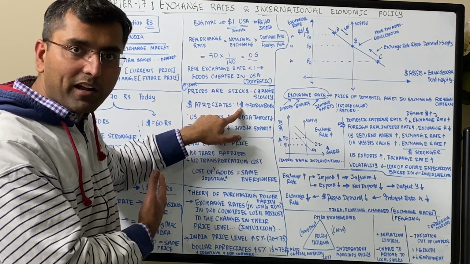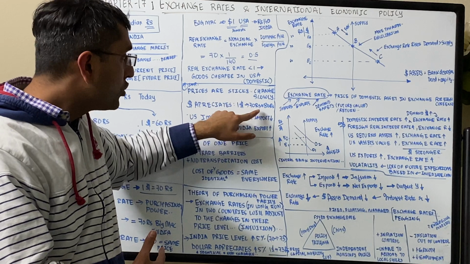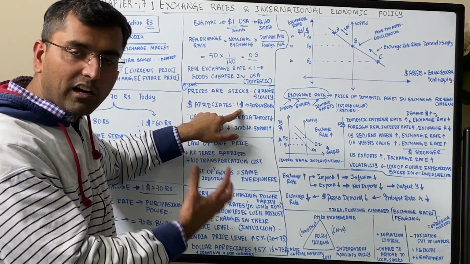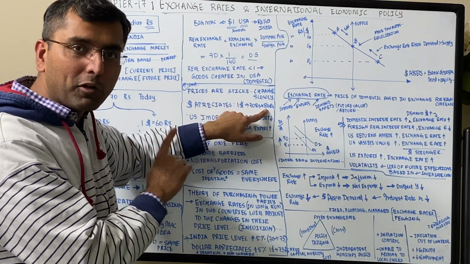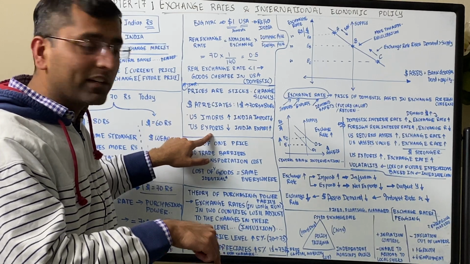My prices of my car are not going to go down because of this depreciation. So they were initially converting 70 rupees for every dollar of that car they're buying from the United States. Now they have to give 80 rupees for the same dollar. So my exports are going to go down because the demand for my goods is going to go down.